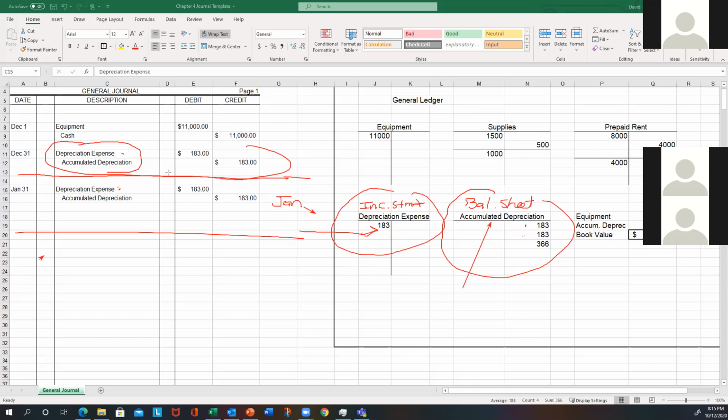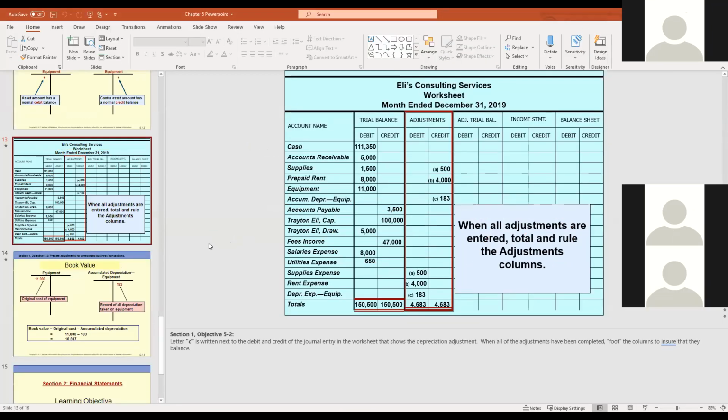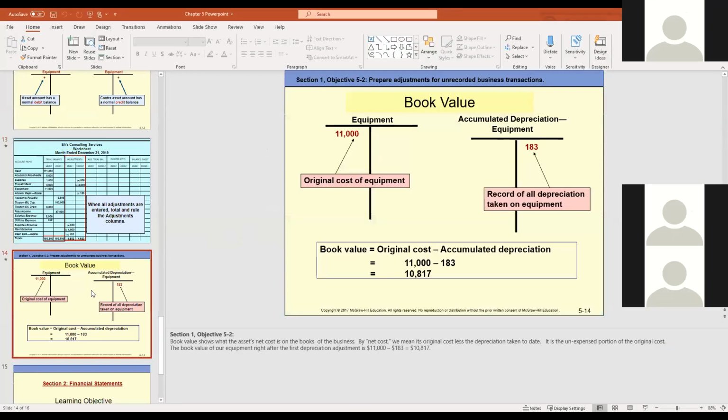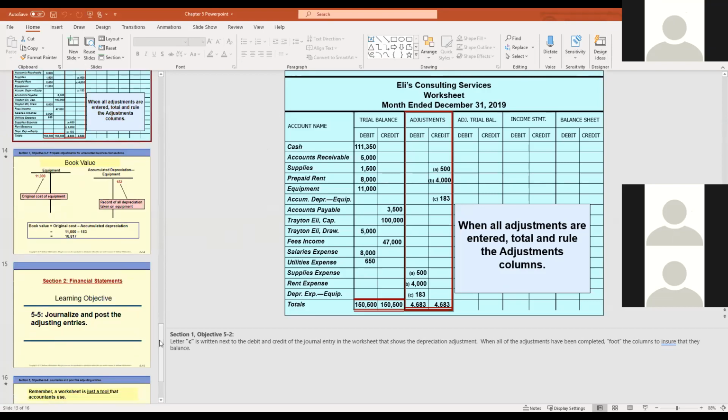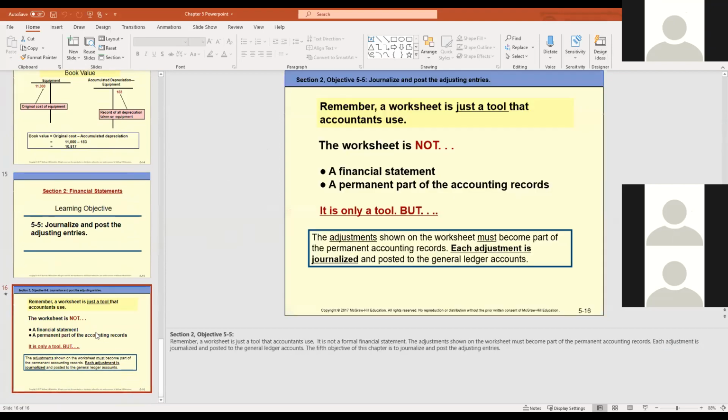All right. Let me go back. One more thing on the PowerPoint, if I can get back to that. Let's see if I can get. All right. So once we've done that, and we'll do again after our break, we'll get into the Connect homework. So once we've done that, you've got book value, which I just talked about. And then eventually, just to mention again, the worksheet, we're only using that in this class.